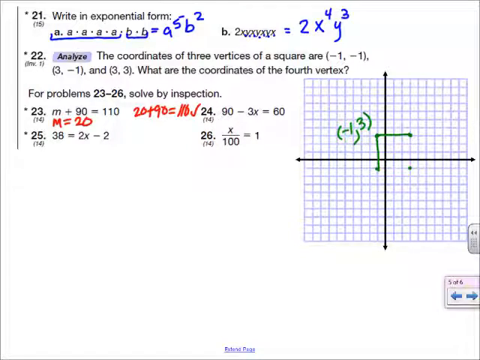24 says 90 minus 3 times what number equals 60? Well, we want to think about this as 90 minus what number would have to go here to equal 60. Well, 90 minus 30 is 60. So now 3x has to be 30. So 3 times what number gives me 30? Well, that's 10. So I'll double check that, and I would say 90 minus 3 times 10, which is 30, equals 60. 90 minus 30 is 60. That's true.